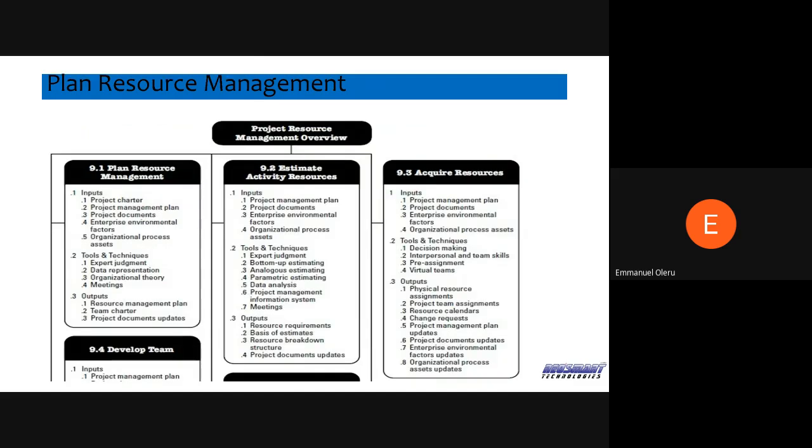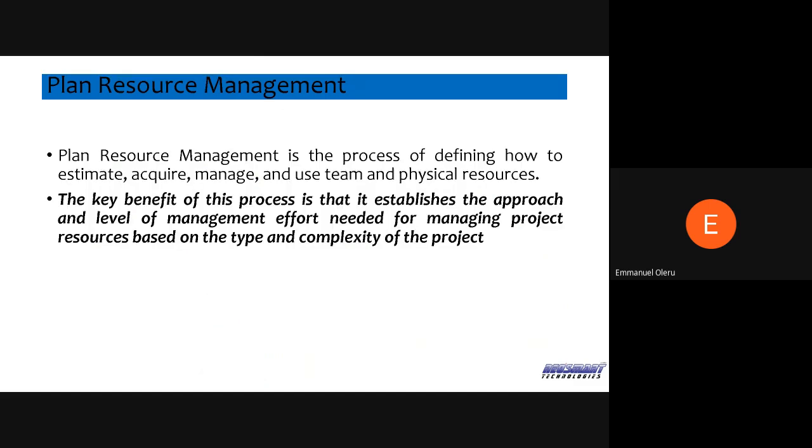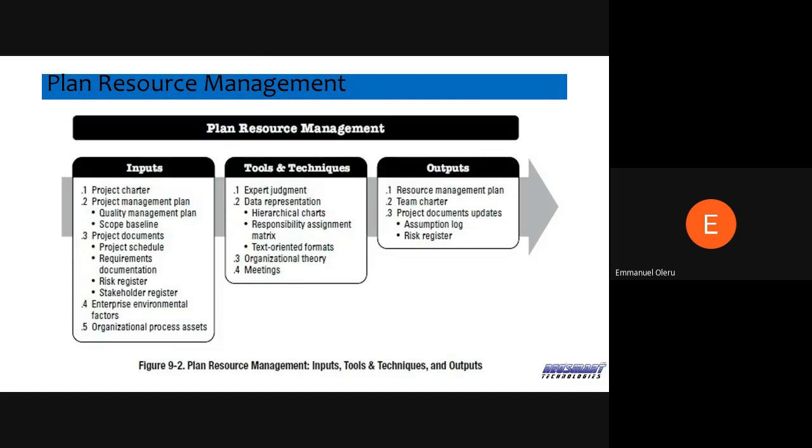So let's go deep into each of them, right? I said the first one is plan and then estimate and then acquire and then develop and then manage and then control. So let's start on the first one, planning. You're basically defining how to estimate, acquire, manage, and use team and physical resources. That's what you're trying to do. You're trying to know the process, right? To plan it, basically.